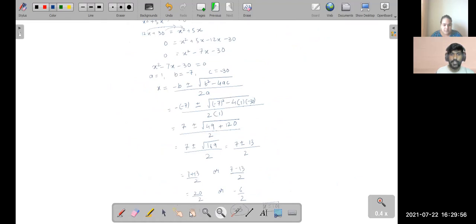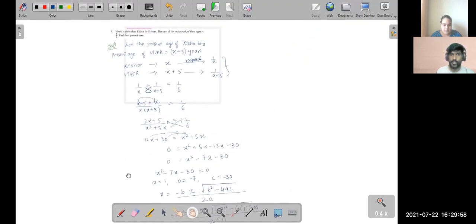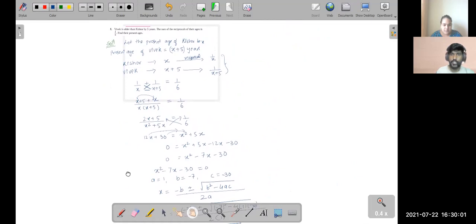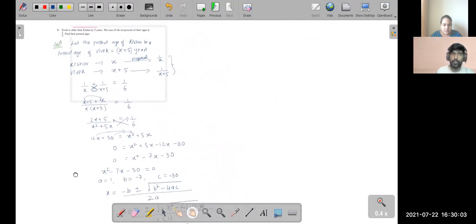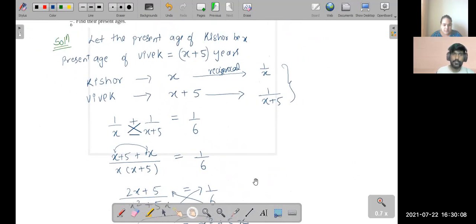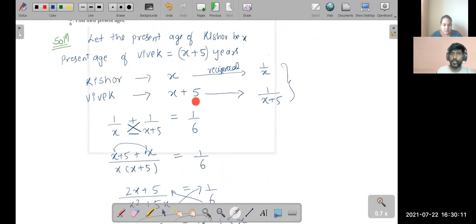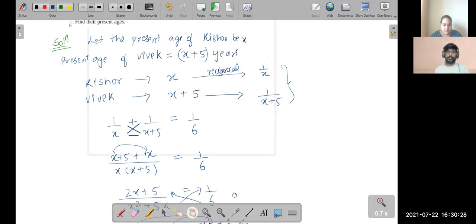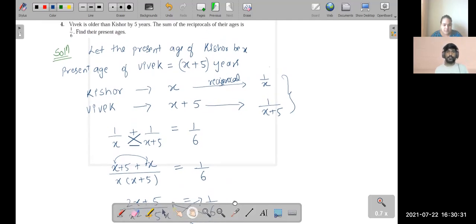So what is X? X is Kishore's present age. If Kishore's present age is X, what will be the age of his elder brother? The elder brother is 5 years bigger than him. So if his age is 10, his elder brother's age will be 10 plus 5, that is 15. So the elder brother is 15 years old, the younger brother is 10 years old. Is this clear? Yes.